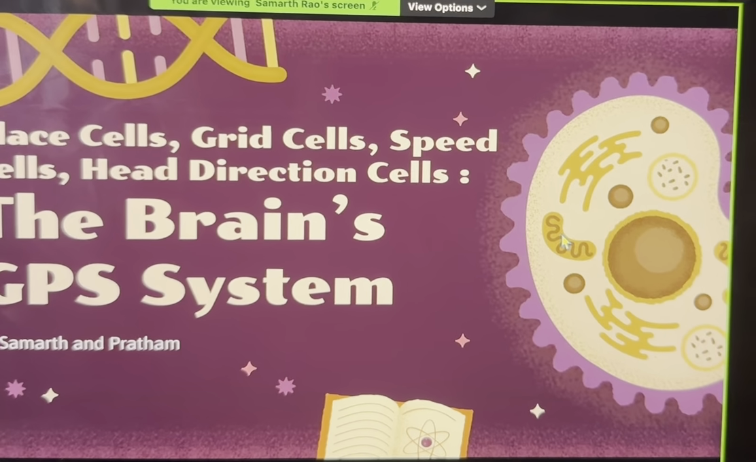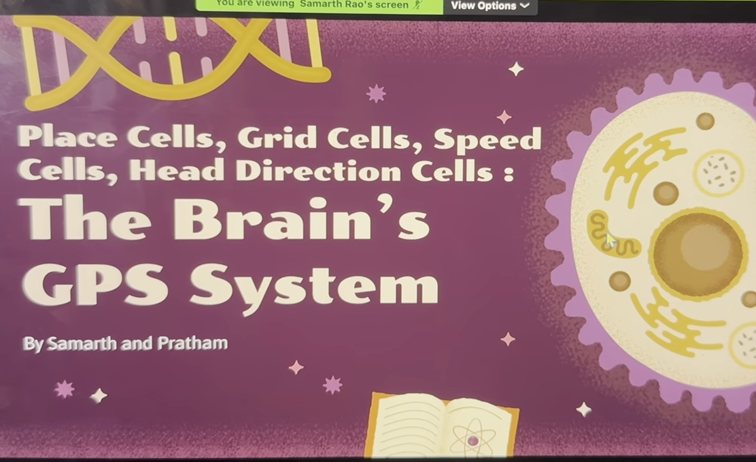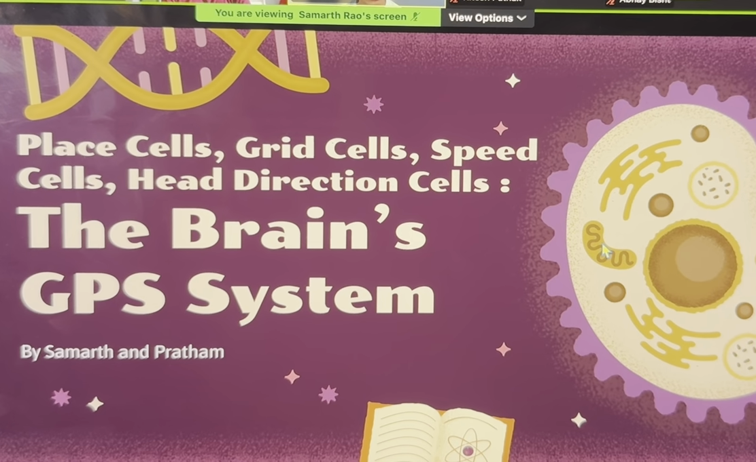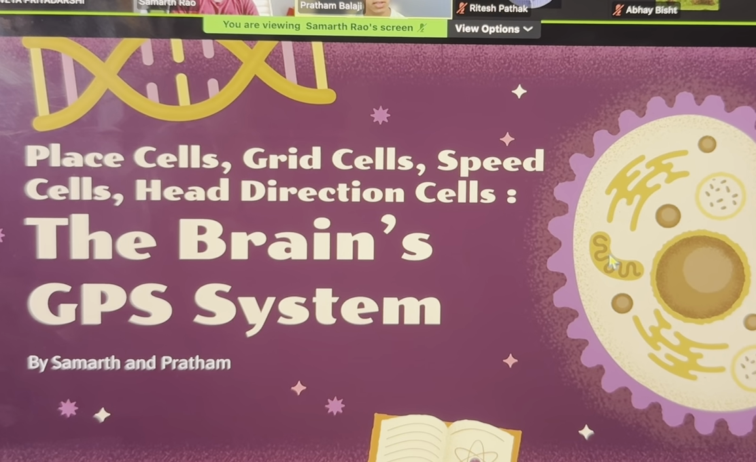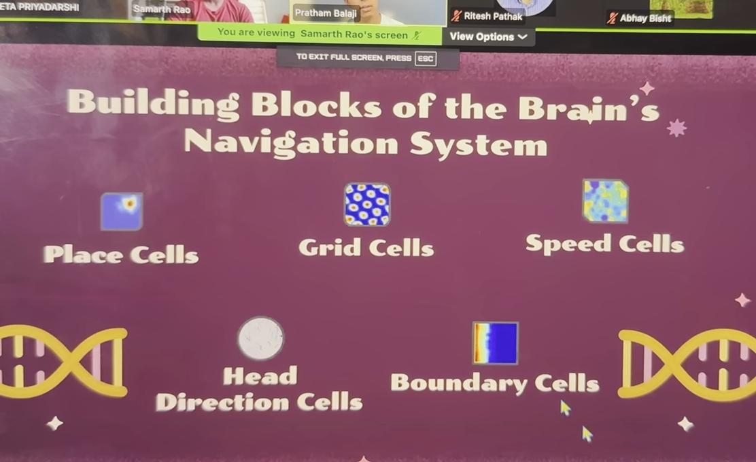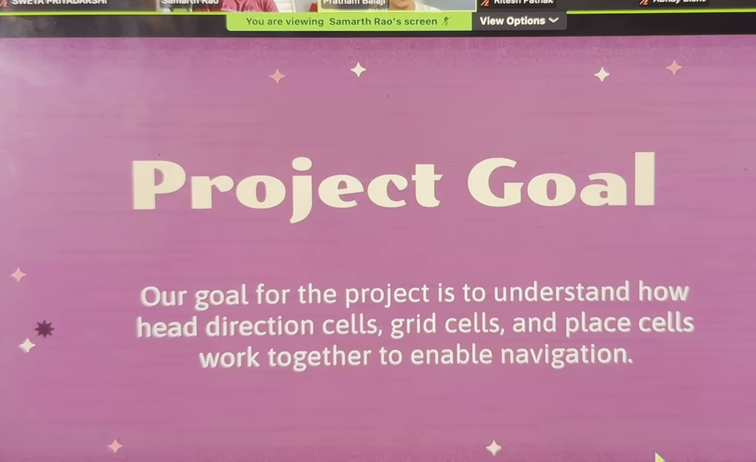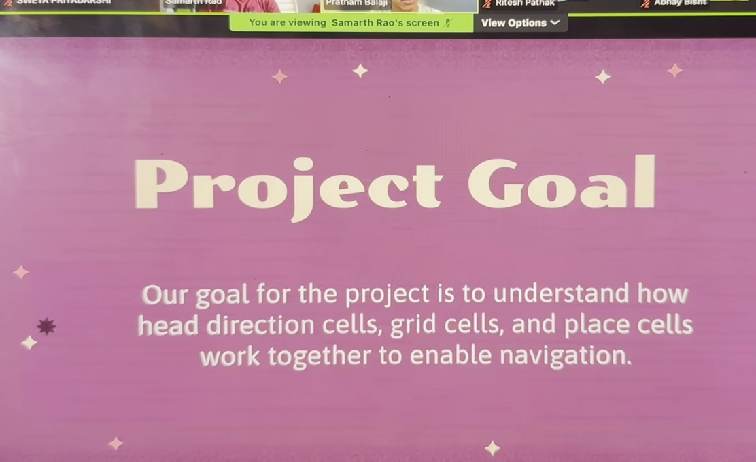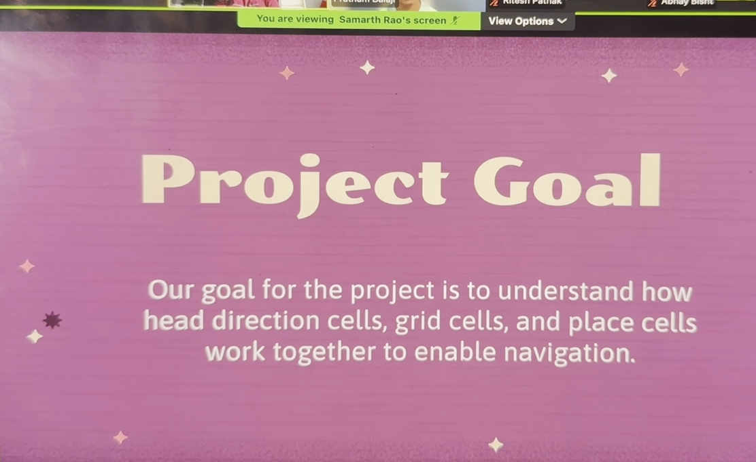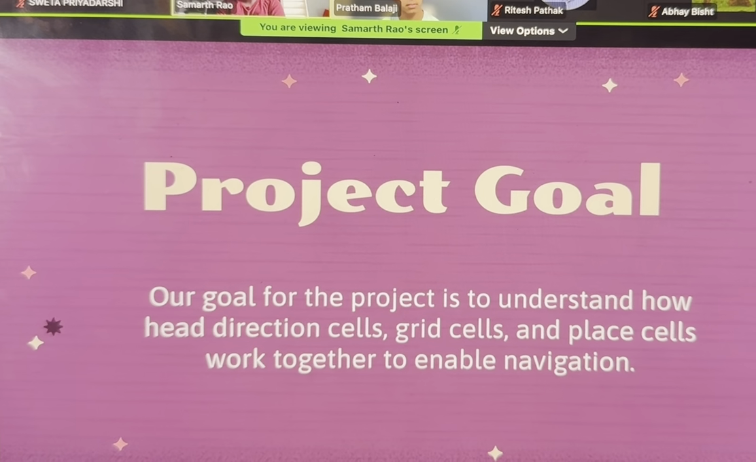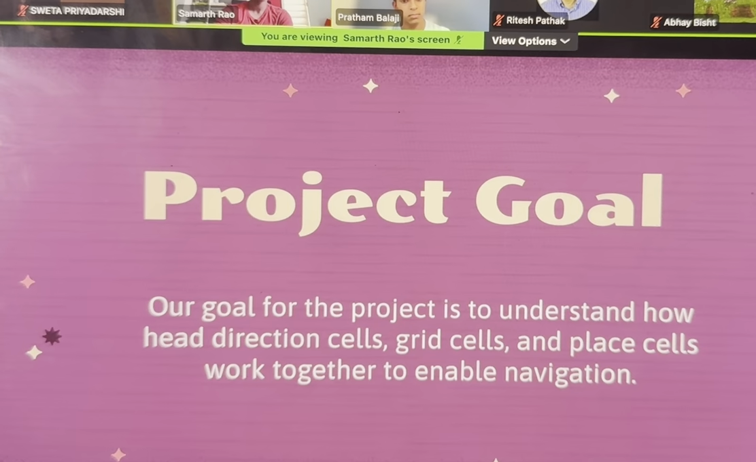So, my name is Pratham Samarth. Samarth and I worked on the brain's navigation system, which uses place cells, grid cells, speed cells, and head direction cells to tell the brain where you are in an environment. The goal for this project was to understand how place cells use the outputs from grid cells and head direction cells to enable navigation, and all of those terms will be explained shortly.